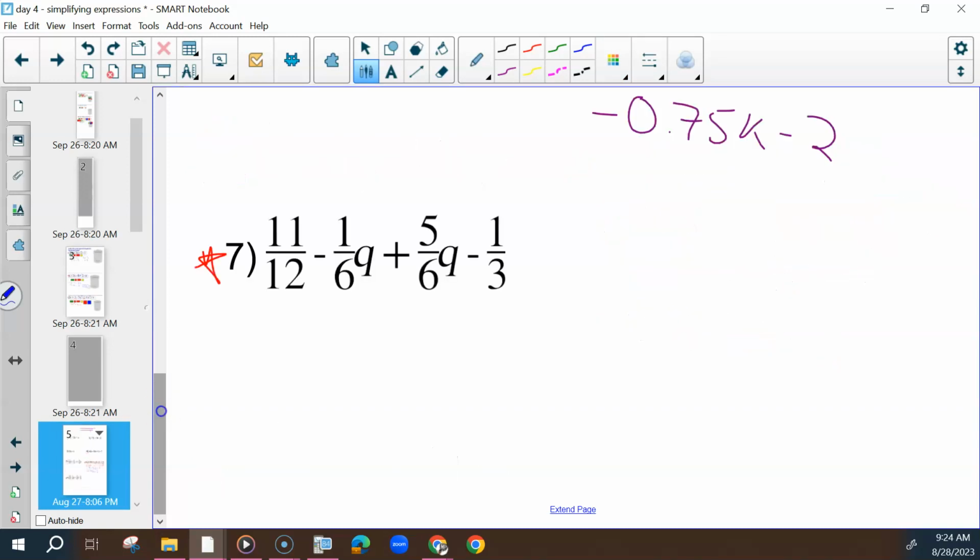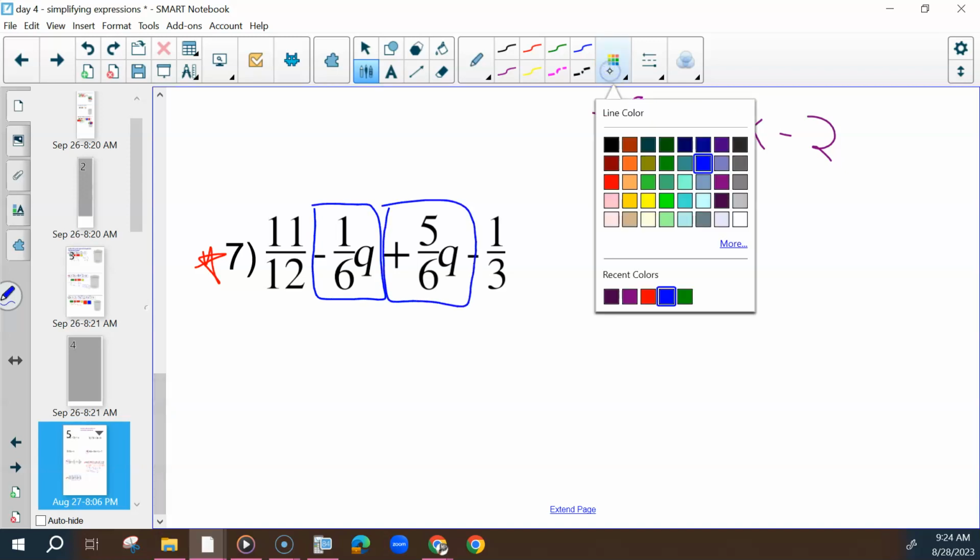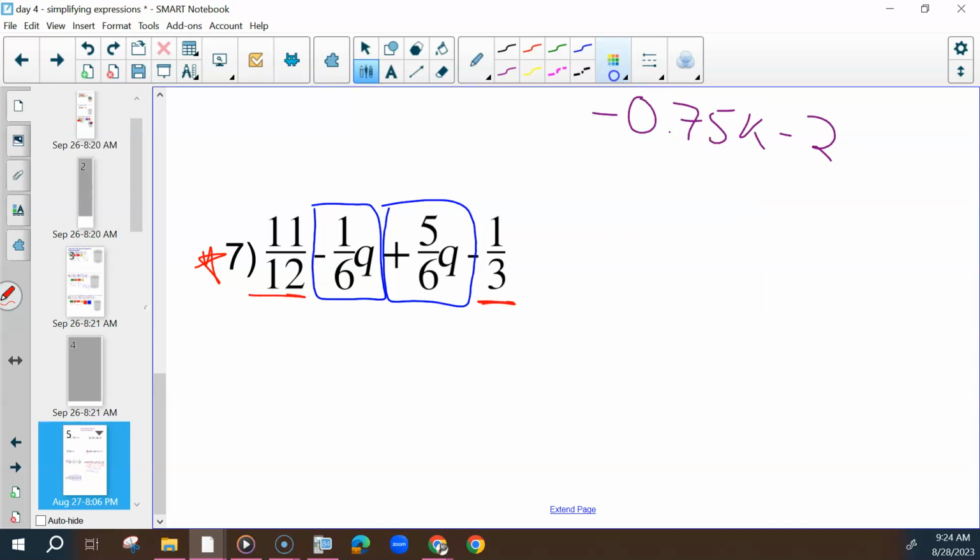So 7, we're going to do the same thing. It has fractions. We're going to leave them as fractions just because of the 1/3. If we made that into a decimal, it'd have repeating decimals. We don't want to deal with that. So the process is the same. We're looking for like terms. So the things with the same variable are like terms, and then the things without are also like terms. We're going to combine these fractions by hand, and then I'm going to show you how to do it in your calculator so you can double check. So let's say we started with the cube.